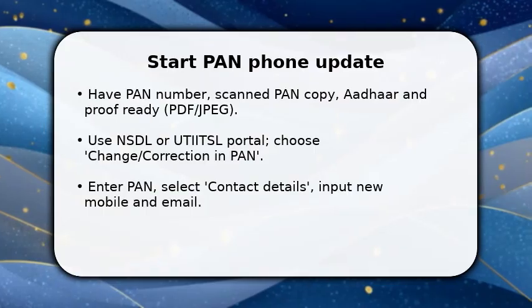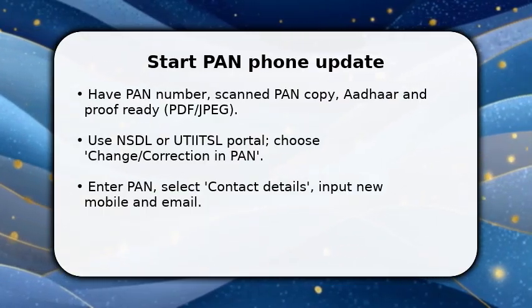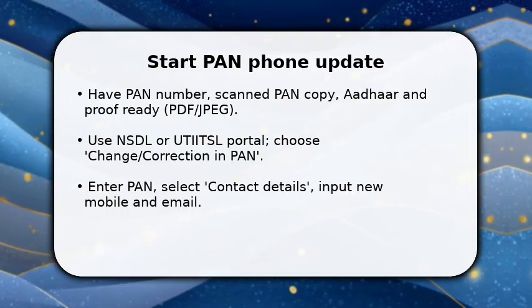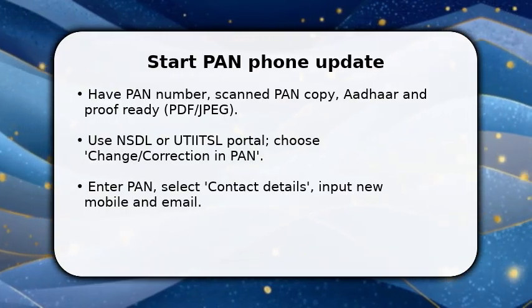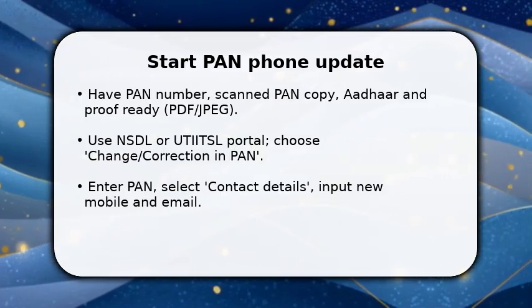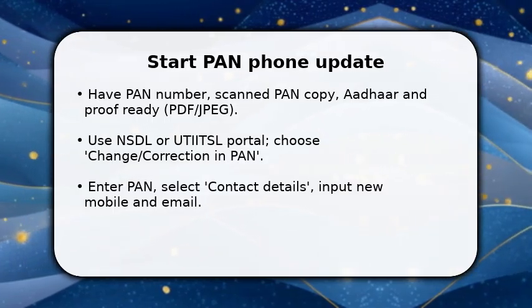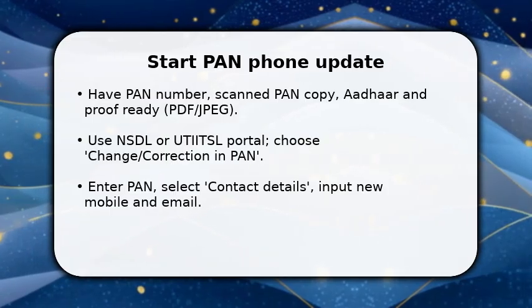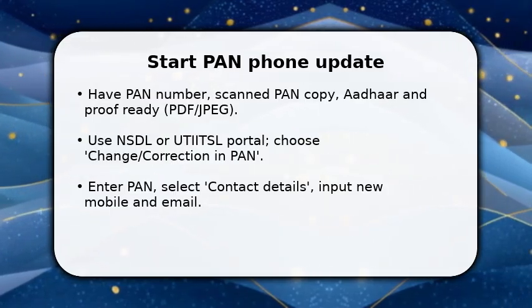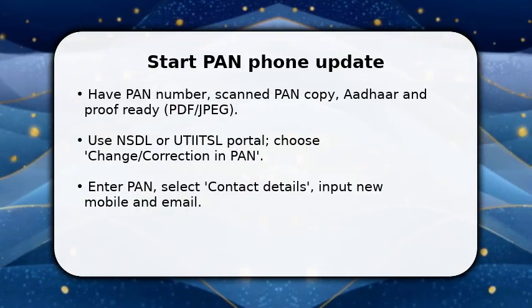You start by collecting essentials: your PAN number, a scanned PAN copy, and Aadhaar or other ID proof with your new phone details. Next, go to the NSDL or UDITSL PAN correction page and choose the change option for an existing PAN. Once there, enter your PAN, pick the Contact Details section, and type the new mobile number carefully. Make sure digits are correct, because later verification will rely on that exact number.